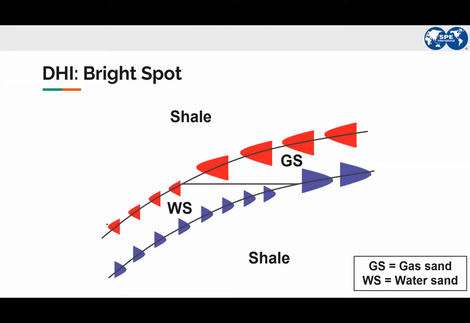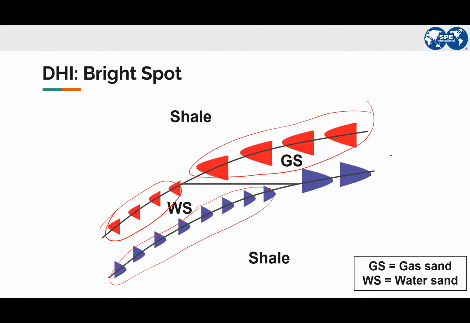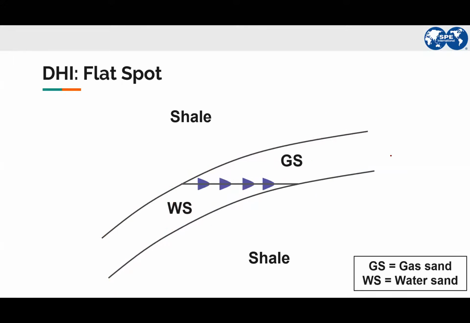And then this is what makes it a bright spot. You see, the reflections here are sort of intermediate in amplitude, in brightness, and then they brighten out here. Right? Same thing here. They're not that much, and then they brighten out. So this is how you get a bright spot, okay?